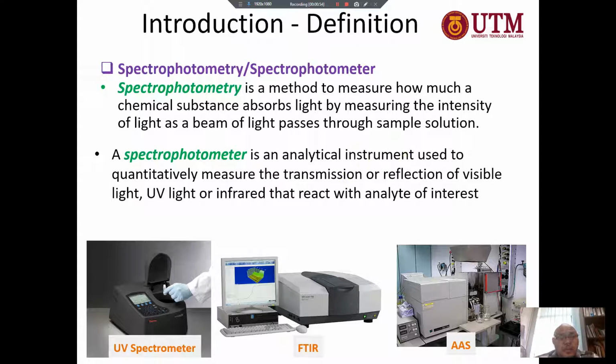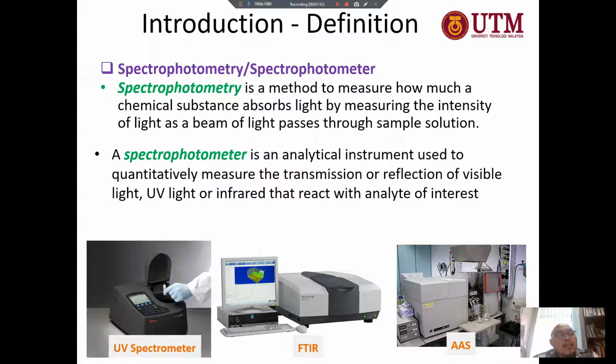Okay, again, don't get confused. Spectroscopy just tells us about the basic principle of interaction between electromagnetic radiation and an analyte of interest. Spectrophotometry is the principle of a method to measure how much electromagnetic radiation reacts with the analyte of interest. And the spectrophotometer is the analytical instrumentation used to measure that interaction. If you are able to understand the concept, you don't need to remember every word here. Spectroscopy is a principle, spectrophotometry is the principle of the instrumentation, and the spectrophotometer is the instrument.